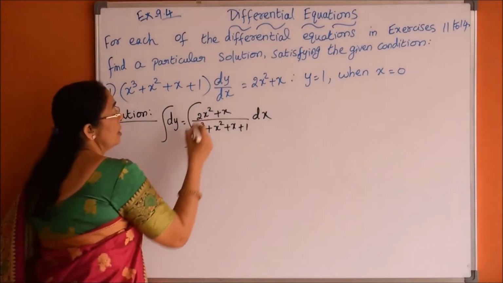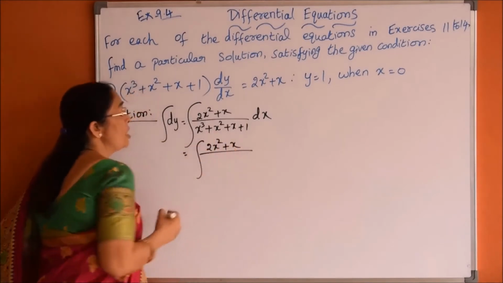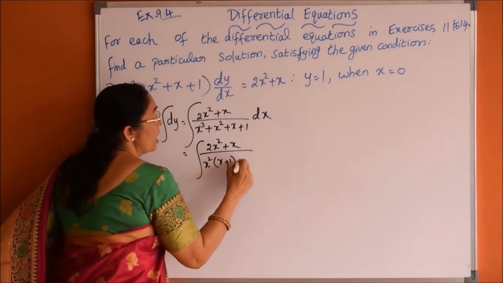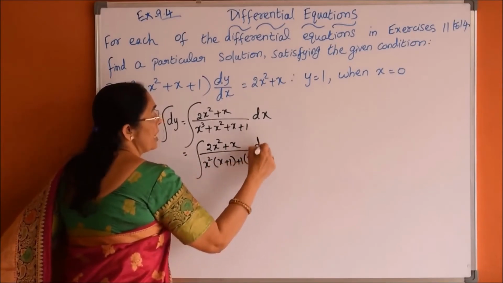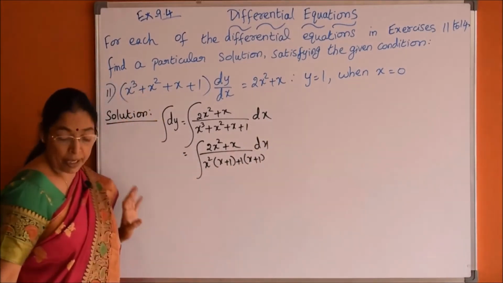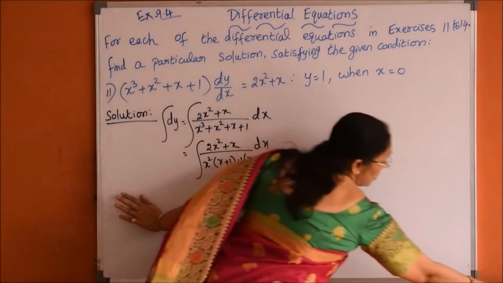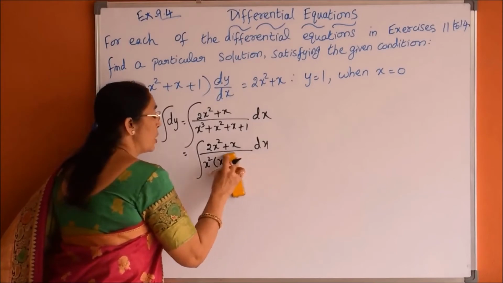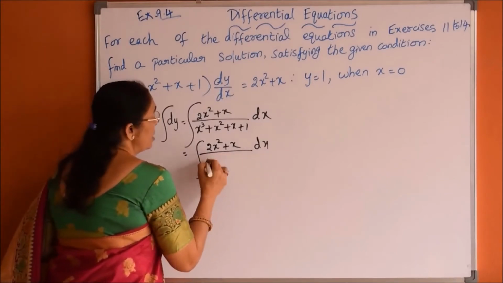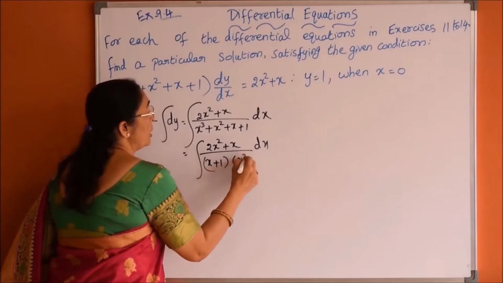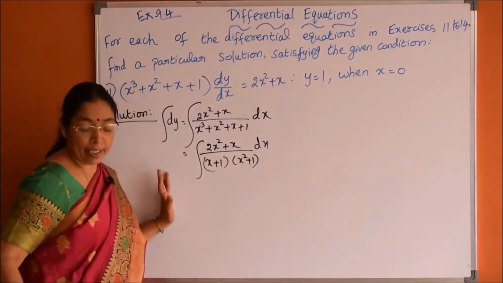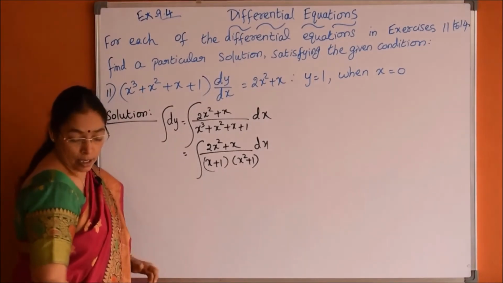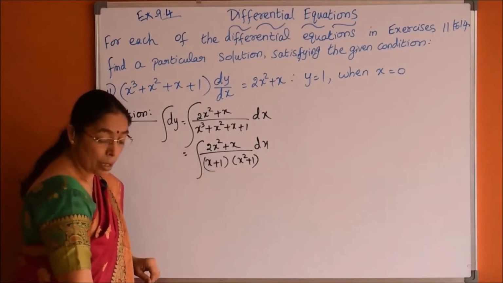Now the denominator can be factorized. Taking x square common, we get x plus 1, again 1 is common, x plus 1 dx. So together this can be written as: numerator is 2x square plus x and denominator is x plus 1 of x square plus 1. So how can we integrate this one? Which method? Not by parts. So it is by the method of partial fraction.